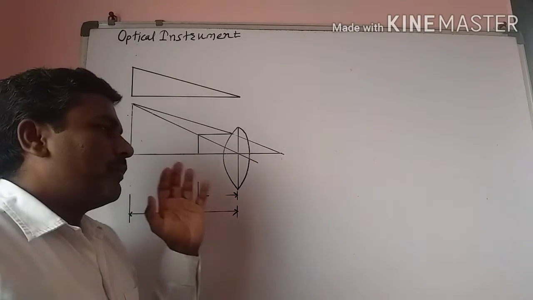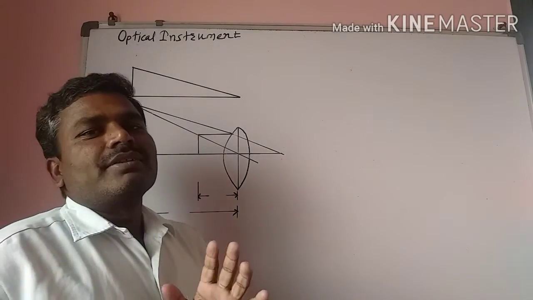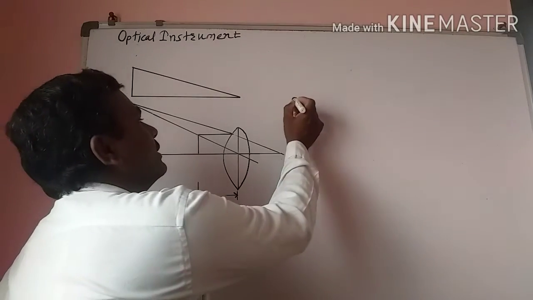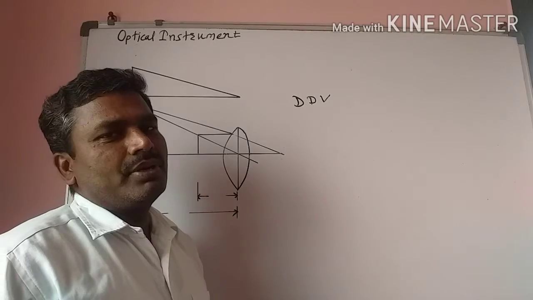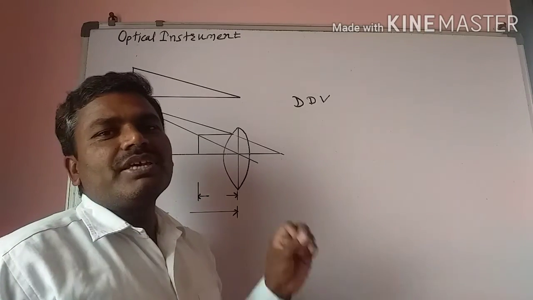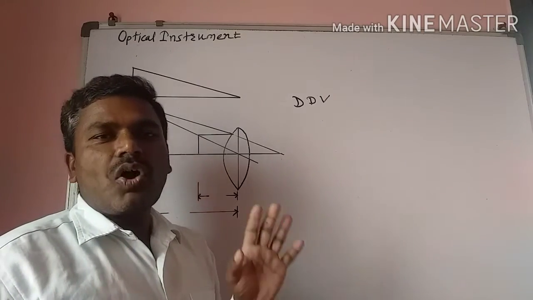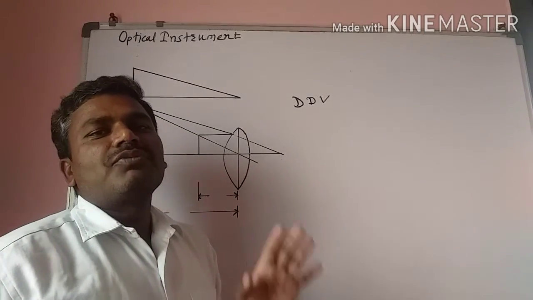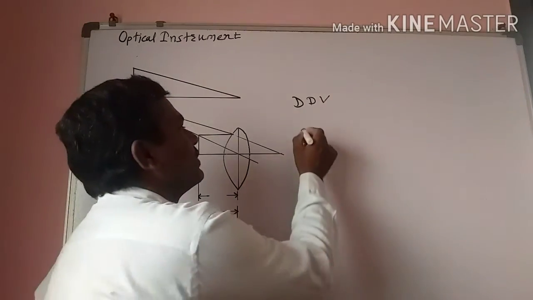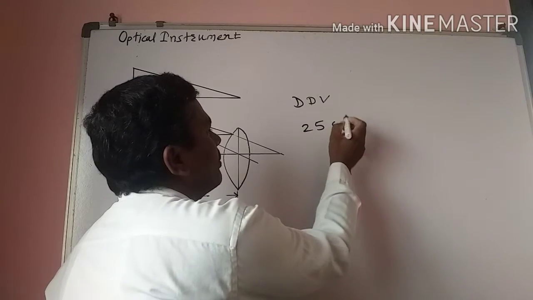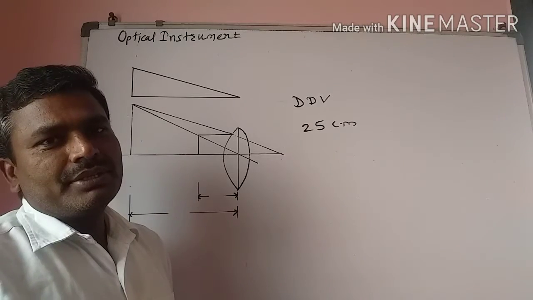When we can see any object without straining the eyes, that distance is called the DDV, that is, distance of distinct vision. What is DDV? DDV is nothing but the maximum distance at which we can see that object without straining the eyes, and for normal eyes the distance of distinct vision is 25 centimeter.